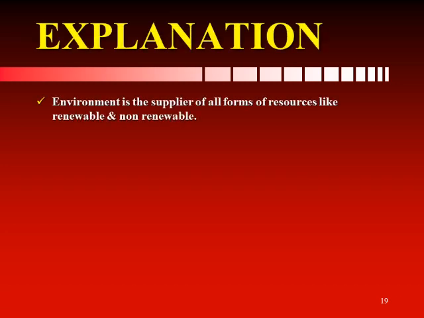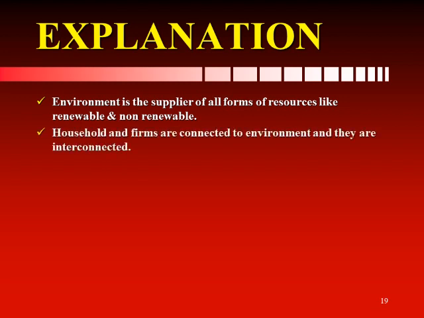See the explanation. The environment is a supplier of all forms of resources. We all know that there are two types of resources, renewable and non-renewable. What is a renewable resource? What is a non-renewable resource? The resources which can be obtained again are called renewable resources, and those which cannot be obtained again and again are called non-renewable resources. So the environment is a supplier of both renewable as well as non-renewable resources.